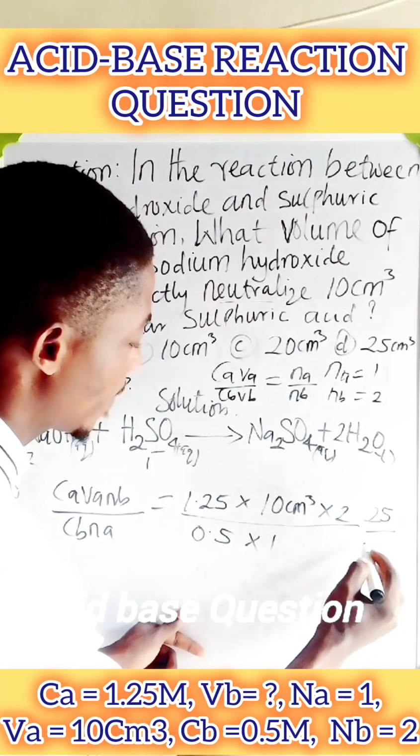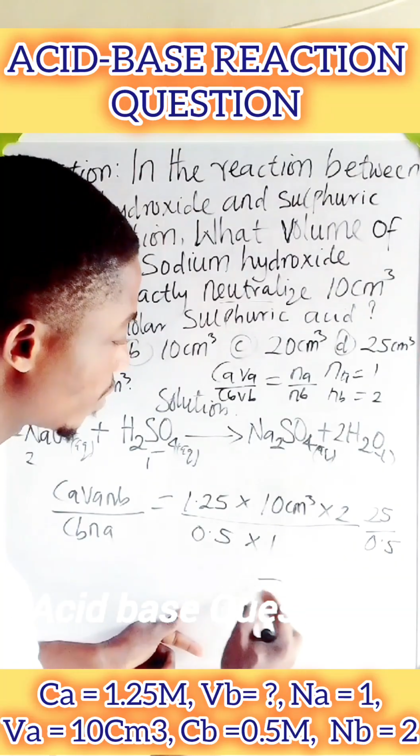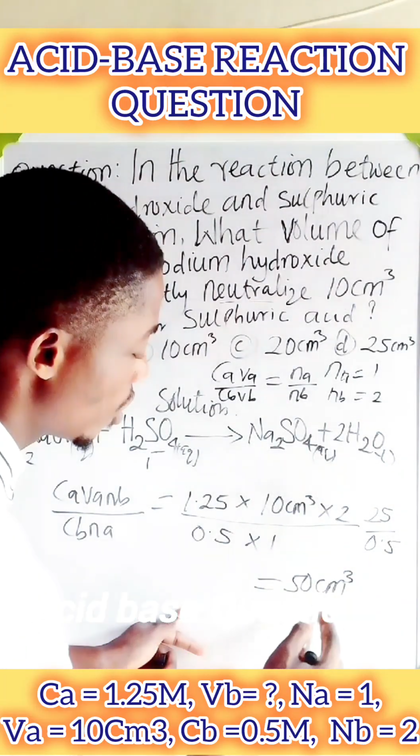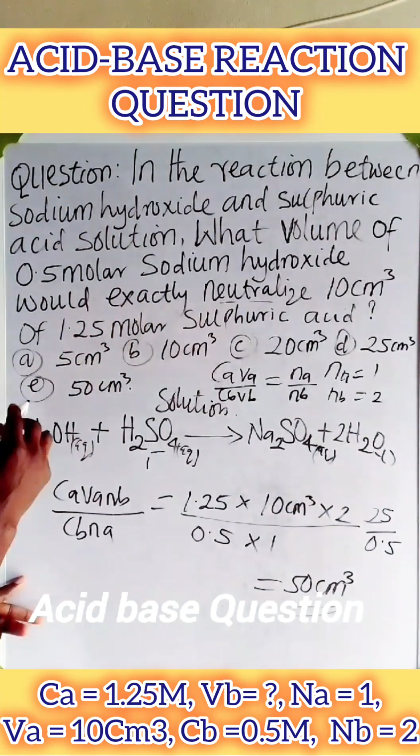When you press your calculator, 1.25 times 10 times 2 will give us 25. 25 divided by 0.5 will give us 50 cm³. Alright, that is our answer, and that is option E, 50 cm³, option E.